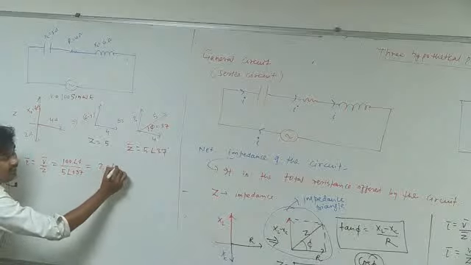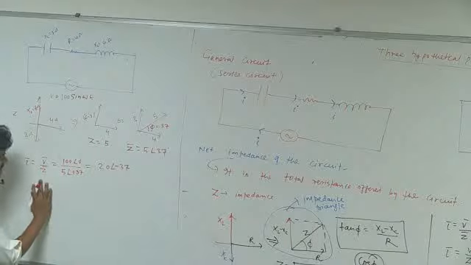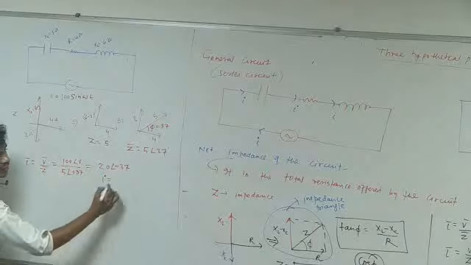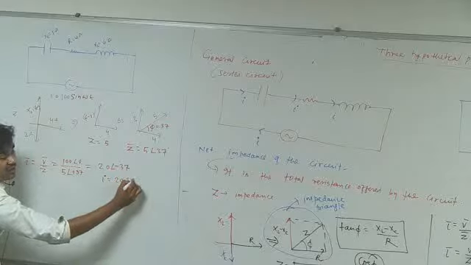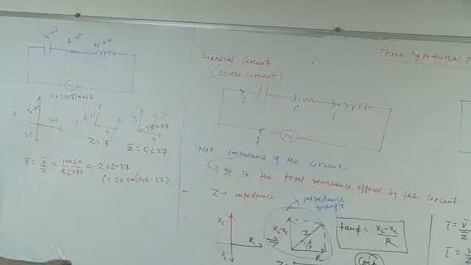20 angle minus 37. What is the current equation? I can write I equals 20 sin. Does the current lead or lag here? It lags, by how much angle? 37. Is that clear? Now, the I phasor we have calculated.